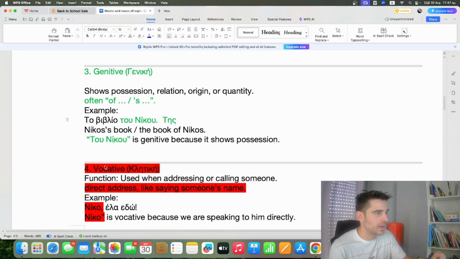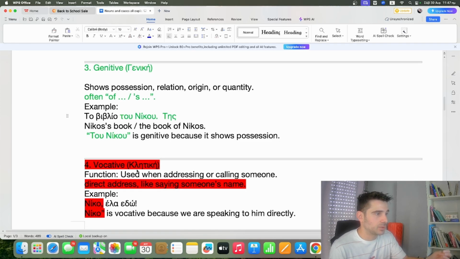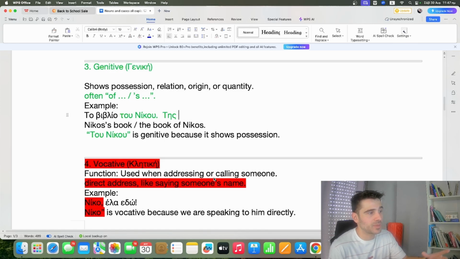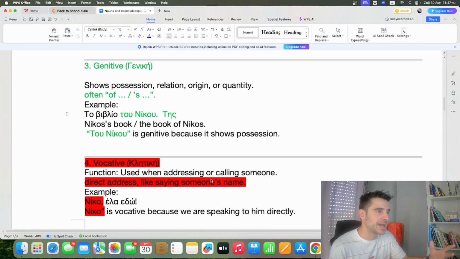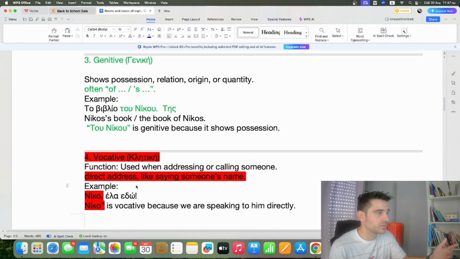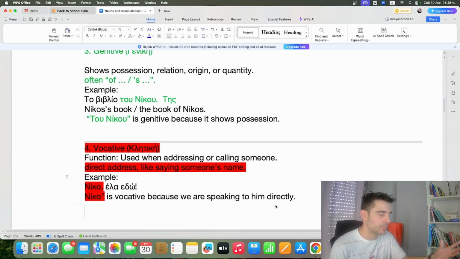And the last one is called κλητική in Greek, is the vocative, and we use it when call someone with his name. It is used on direct speech, in dialogues. For example, Νίκο, έλα εδώ. Νίκο is vocative because we are speaking to him directly. For example, Παναγιώτη, τι θα κάνουμε σήμερα? Παναγιώτη, what will we do today? You will say to me if you ask a question.